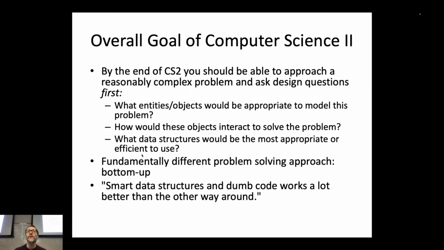For example, by the end, we'll have talked about a heap. You can take this heap, and you can take a bunch of stuff and just throw it into this data structure. Then pull it out, and magically it's all sorted. That's called heap sort. Smart data structure, dumb code, just put stuff in, take stuff out. And that's the quote here from Eric S. Raymond: smart data structures and dumb code work a lot better than the other way around, right? So that's a fundamentally different way of approaching a problem, a bottom-up solution kind of, right?